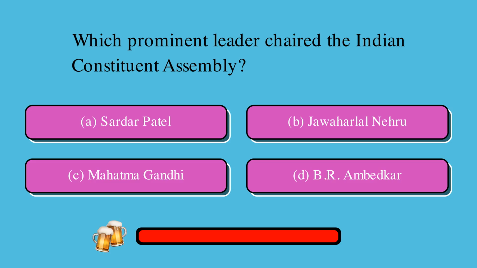Which prominent leader chaired the Indian Constituent Assembly? Is it A, Sardar Patel, B, Jawaharlal Nehru, C, Mahatma Gandhi, or D, B.R. Ambedkar? The correct answer is D, B.R. Ambedkar.